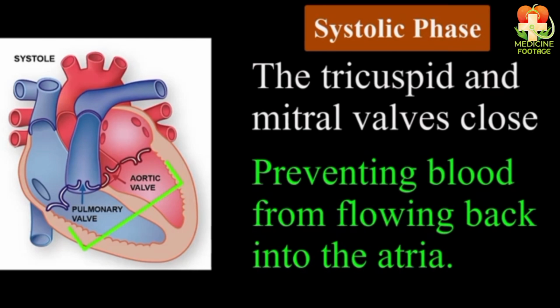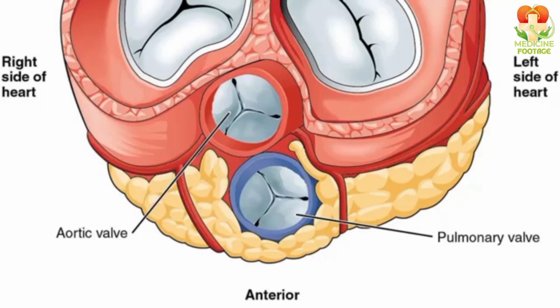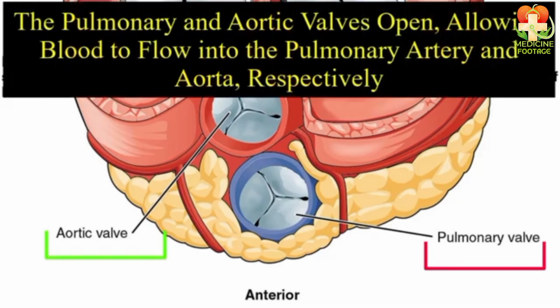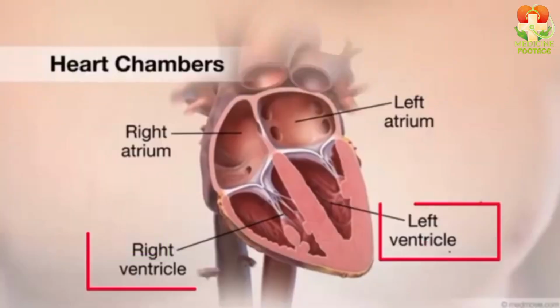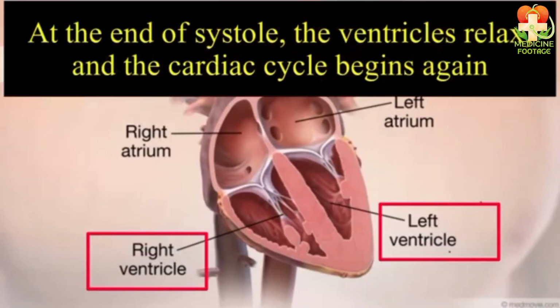At the same time, the other 2 valves, the pulmonary valve and the aortic valve, open. When they open, blood flows into the pulmonary artery and the aorta. After this, the ventricles relax, marking the end of the systolic phase and the completion of the cardiac cycle. In other words, with every heartbeat, one cardiac cycle is completed, which consists of both systolic and diastolic phases.